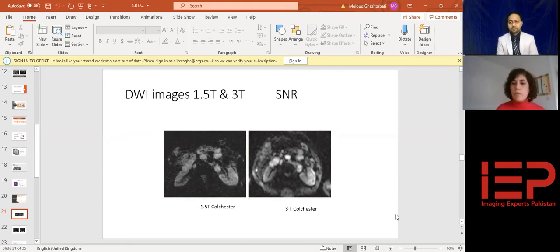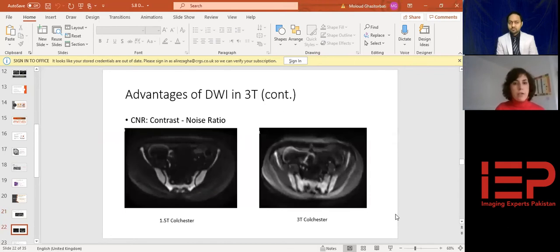The other one, if I go to the next image, is about contrast to noise ratio. As we have better signal, it has an impact on resolution and contrast to noise ratio as well. Again, this is an image from our center, 1.5. If you compare the 3T image, you can see the contrast between tissues is much higher than the contrast between tissues at 1.5. So both signal to noise ratio and contrast to noise ratio are better. And also we get faster imaging because we can use parallel imaging, and the factor of parallel imaging can go higher at 3T as well.